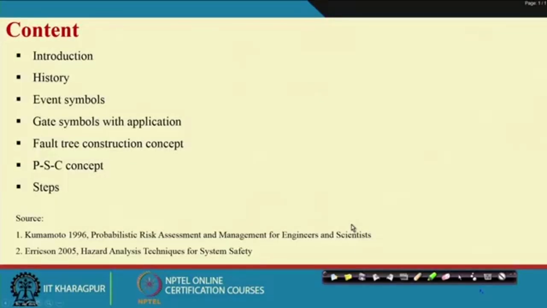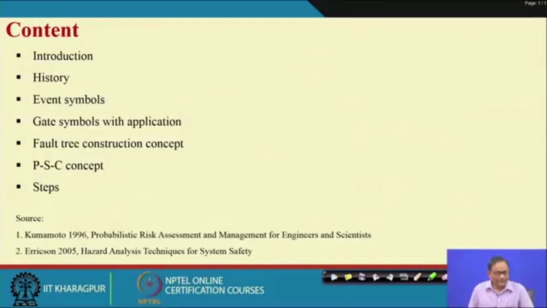The contents: we will start with the history, then the symbols used in fault trees, then the concept of constructing a fault tree. And we will describe the PSC concept, primary, secondary and common concept, and the steps. We will see some example applications. The sources for this presentation are the Kumamoto book, Kumamoto and Henley 1996, and Ericson 2005, Hazard Analysis Techniques for System Safety.